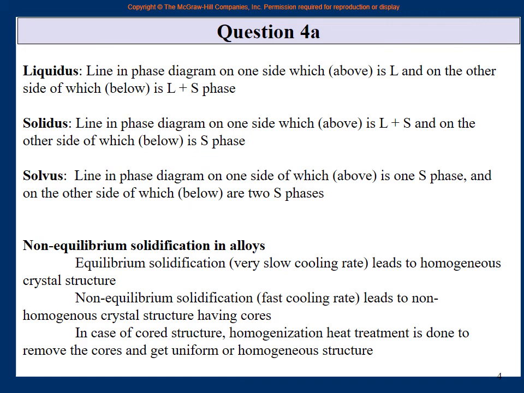On the left side of the diagram will generally be the alpha side, and on the right side will generally be the beta side. So for the solvus line on the left-hand side, above it will be alpha, and below it will be alpha plus beta. If the solvus line is on the right of the diagram, then above it will be beta and below it will be alpha plus beta. But in either case, on one side of the solvus there is one solid phase, and on the other side there are two solid phases.